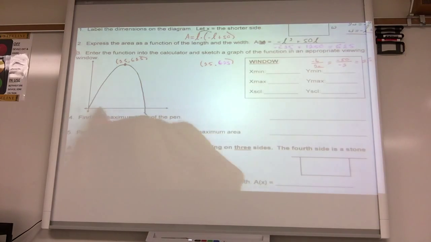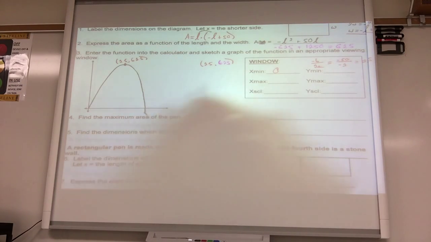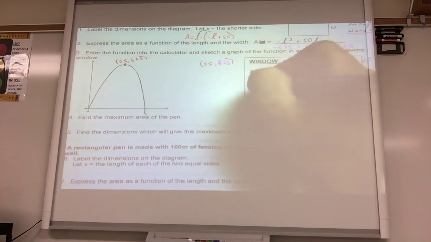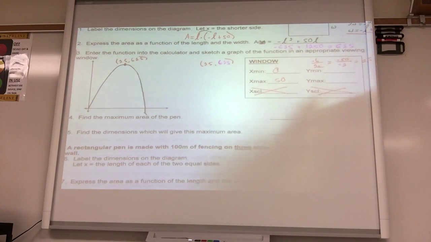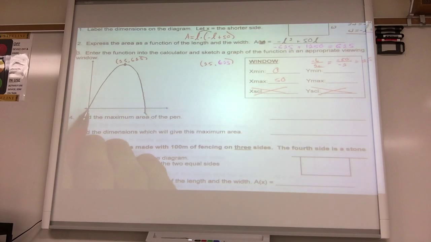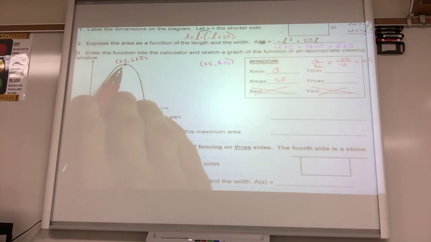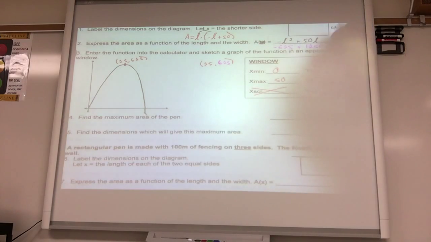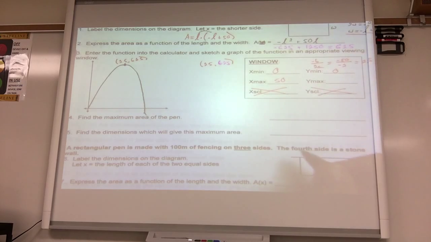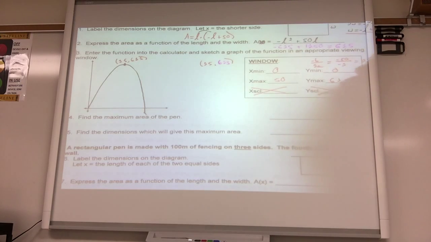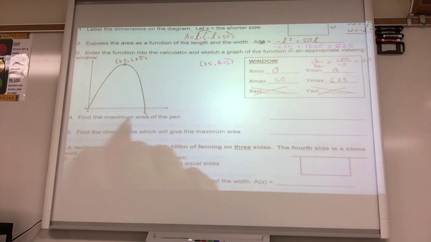So the x minimum goes from 0 all the way over to, if this is 25, that should be 50. Okay, don't worry about the scales. The y minimum, that's 0, and that's the maximum height or maximum area of 625. So y minimum can go anywhere from 0 to 625. So find the maximum area of the pin.